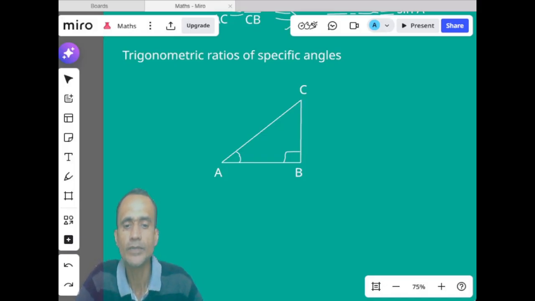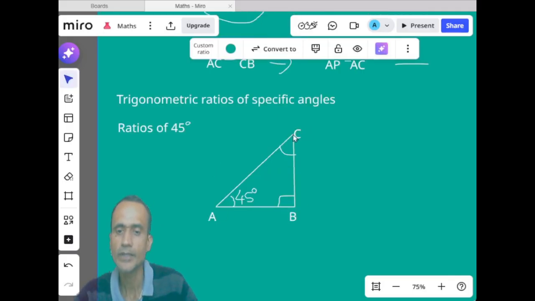Hello friends, in the last video, we learned that changing the measurement of the sides of a triangle while keeping the angle the same doesn't change the trigonometric values of the various ratios. Now in this session, we will learn how to find the trigonometric ratios of some specific angles. So let us draw a triangle having angle A as 45 degrees. In triangle ABC, if angle A is 45 degrees, we already know that B is 90 degrees, then C must be 45 degrees, because the sum of the angles of a triangle is 180. So 90 plus 45 is 135, so this angle must be 45 degrees.